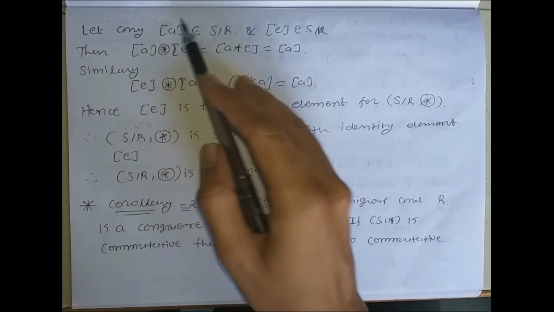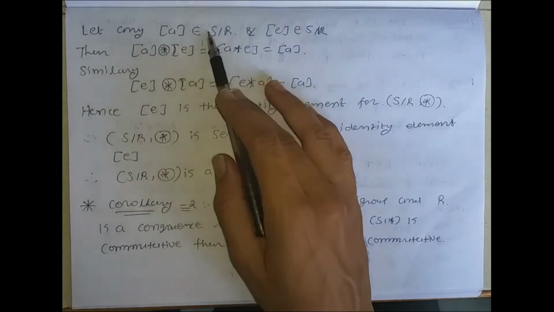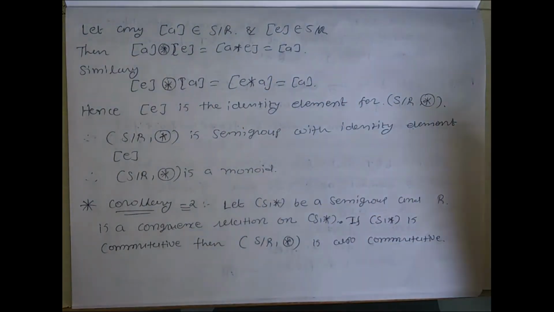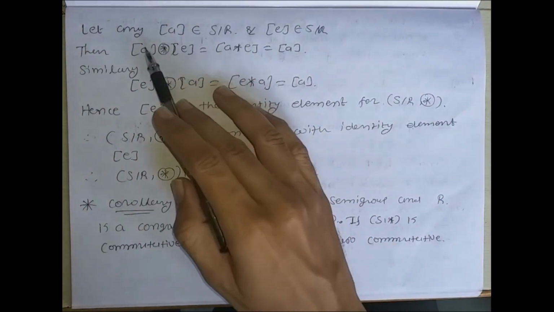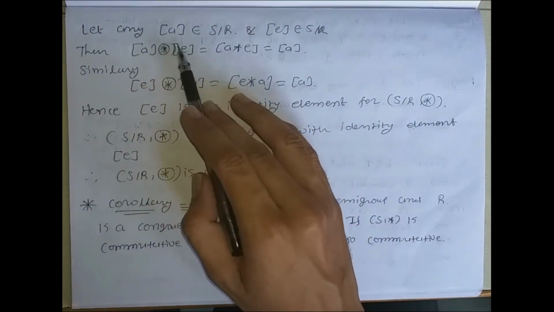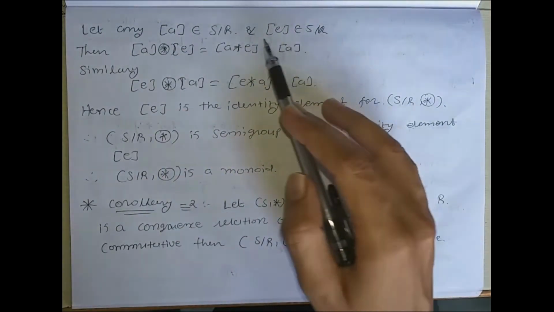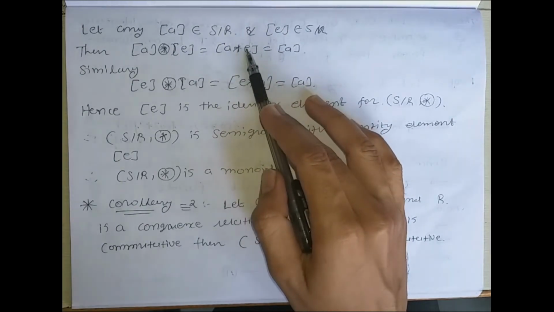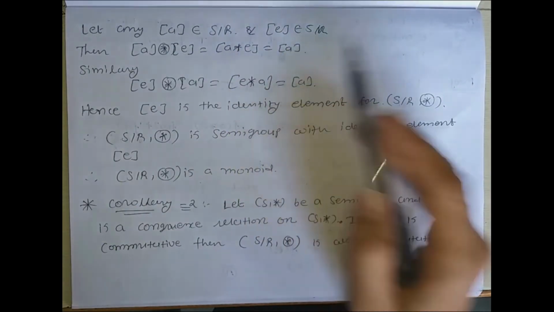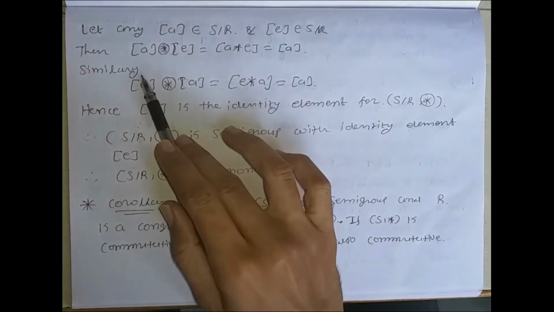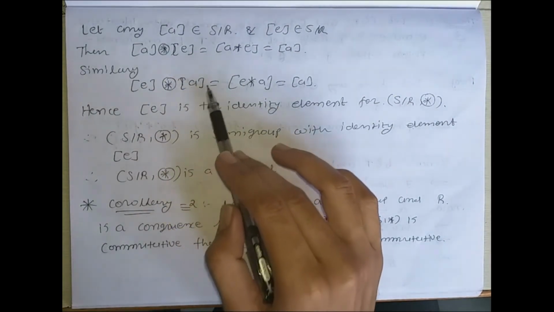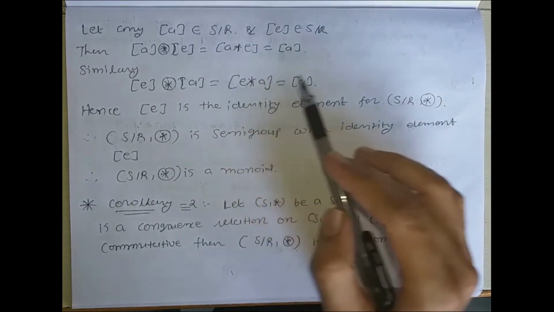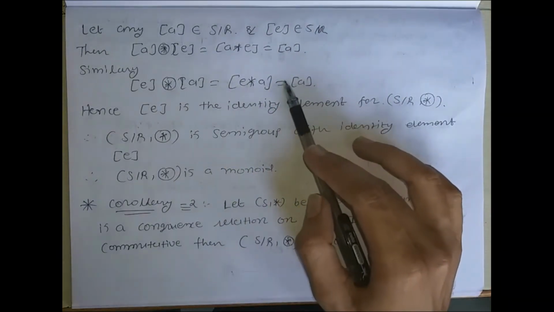Let any arbitrary equivalence class of A belong to S quotient R, and equivalence class of E belong to S quotient R. Now equivalence class of A ring star equivalence class of E is equal to equivalence class of A star E, which is equal to equivalence class of A. Similarly, equivalence class of E ring star equivalence class of A is equal to equivalence class of E star A. E is the identity element, so what we get?